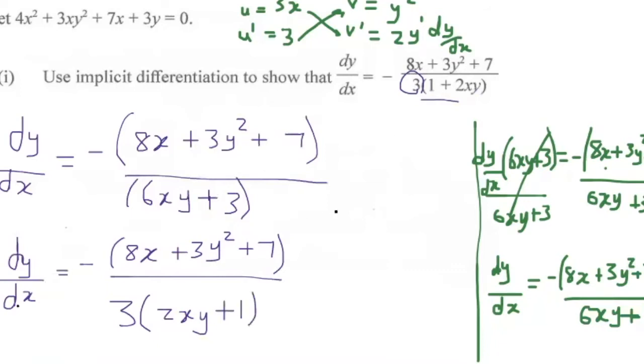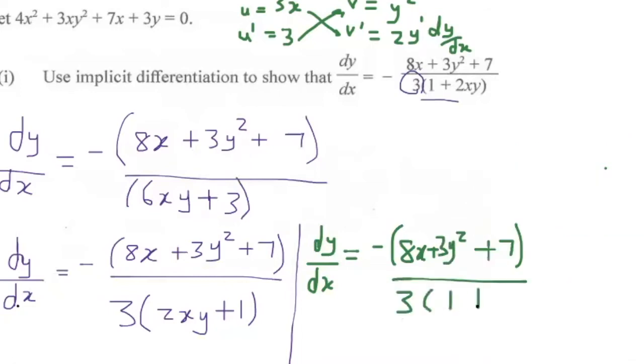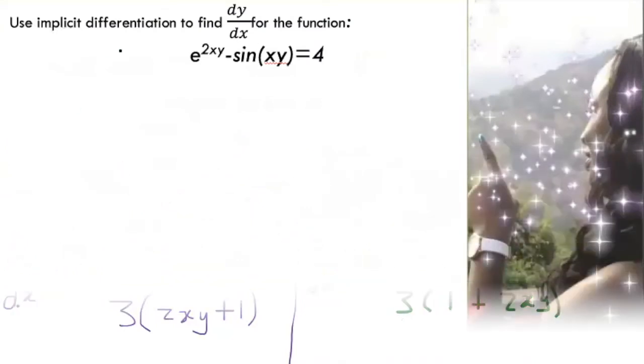Just to rearrange so that it looks just the same. So in the denominator, 2xy plus 1 is the same thing as writing it as 1 plus 2xy. So the denominator will just have 3 open bracket 1 plus 2xy. And that's it. Now we have proven it.